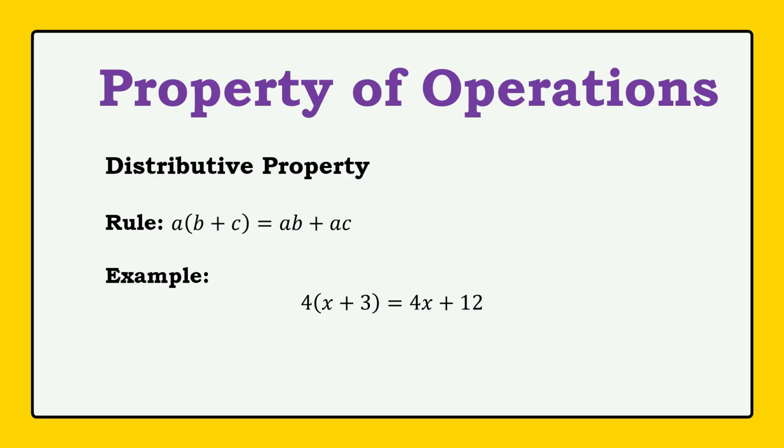How do we get 4x plus 12? First, we're going to multiply 4 by the first term inside the parentheses. So 4 times x is equal to 4x. Next, multiply 4 by the second term inside the parentheses. So 4 times 3 is equal to 12. The 4 is multiplied by both x and 3.